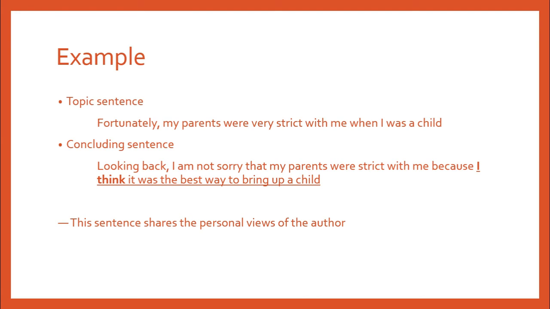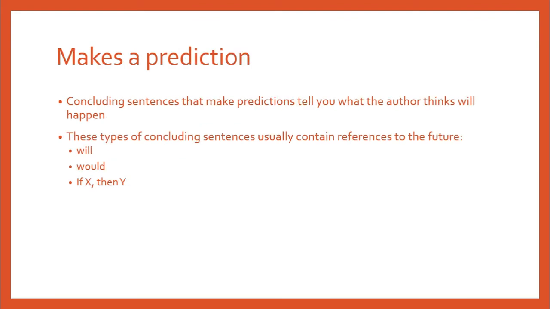And so in this sentence, the author is sharing their personal views on the subject of the best way to raise a child. The last way that you can end a paragraph is by making a prediction. So concluding sentences that make a prediction tell you what the author thinks will happen in a certain situation. So when a concluding paragraph makes a prediction, usually you'll see words like will and would to make references to the future, indicating future tense, and then you'll also see the phrase if X then Y a lot.